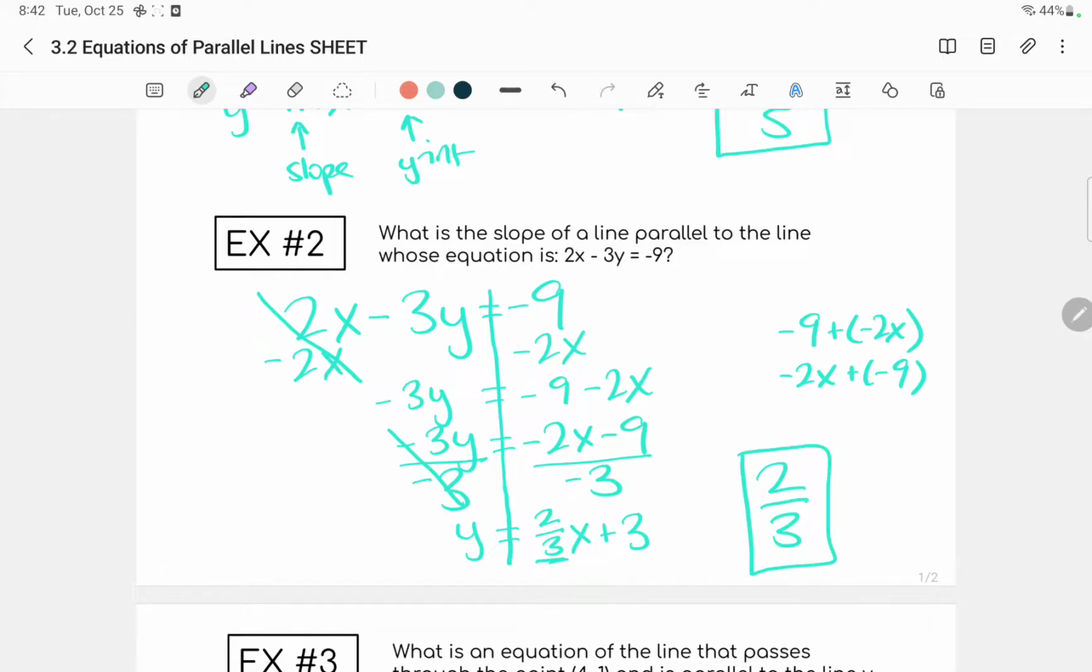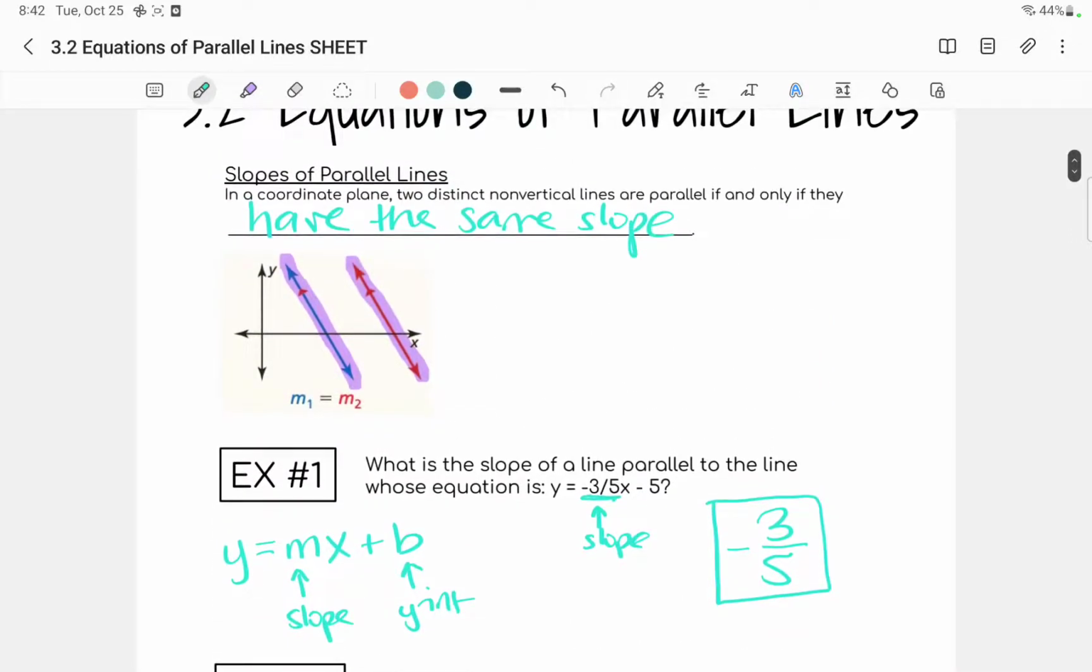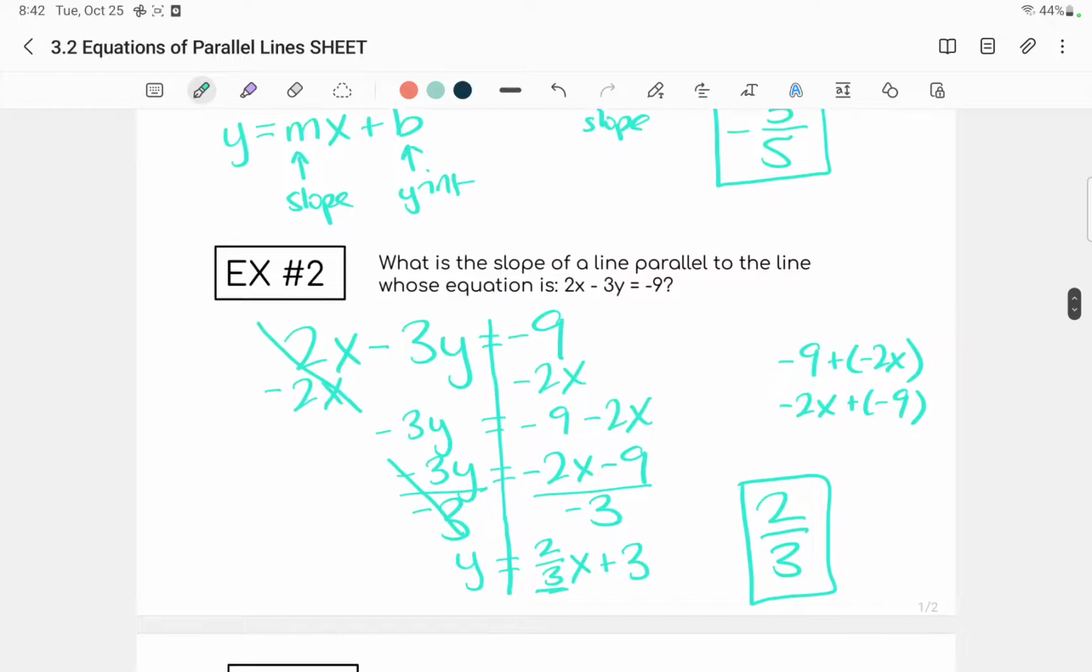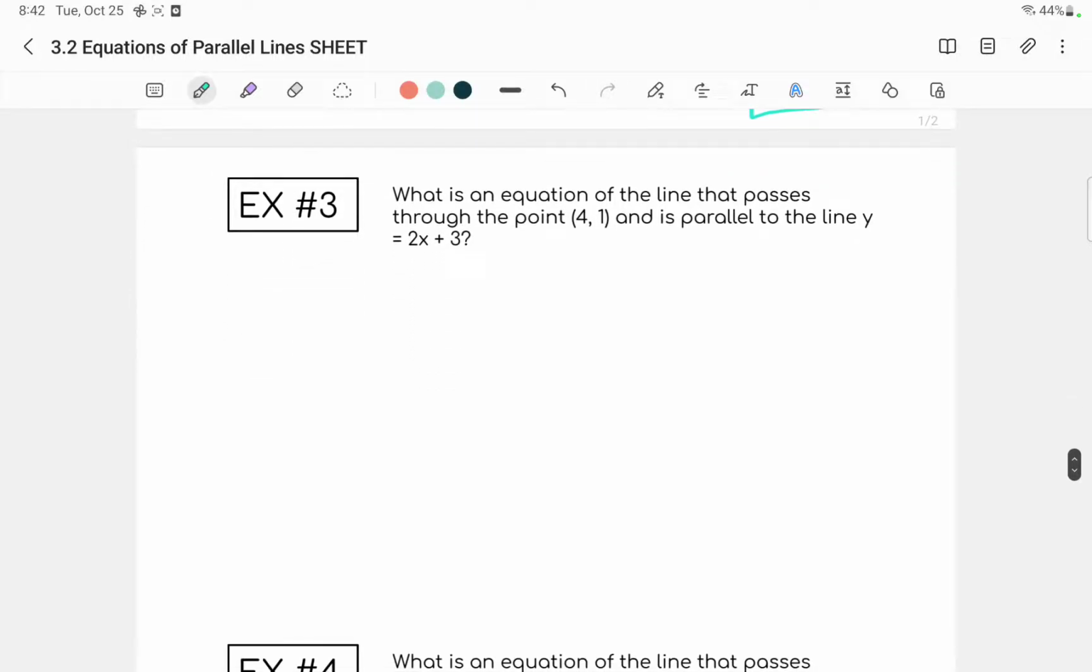All right, so now we know, again, just one more time to review, the slope is going to be the same. Parallel lines have the same slope, so that's why this first one was negative 3/5, and this next one was positive 2/3. All right, so now we're going to go on to example 3, which is taking it just one little step further, and we are going to find the slope and an equation. So it says, what is an equation of the line that passes through the point (4, 1) and is parallel to the line y equals 2x plus 3?